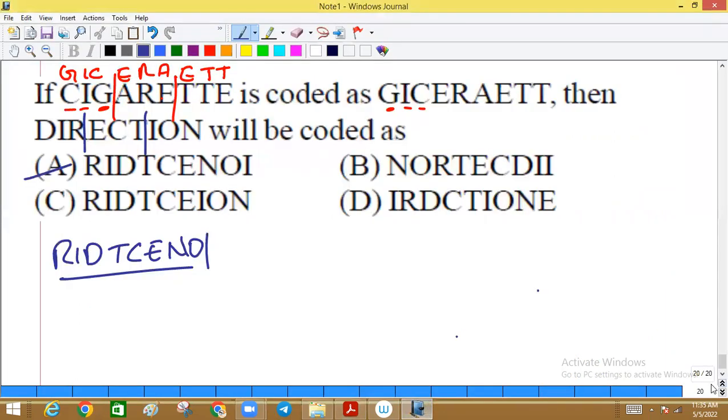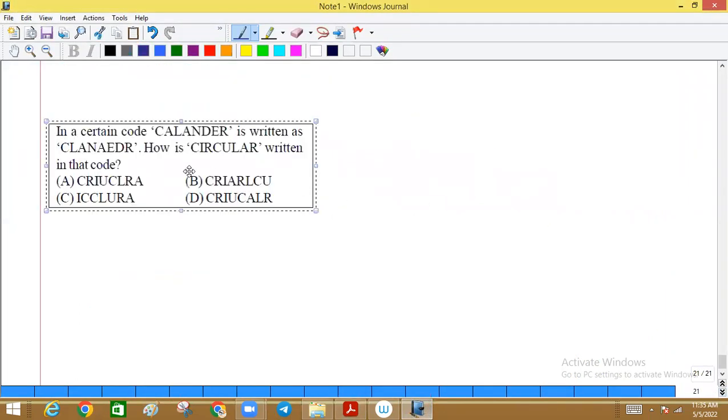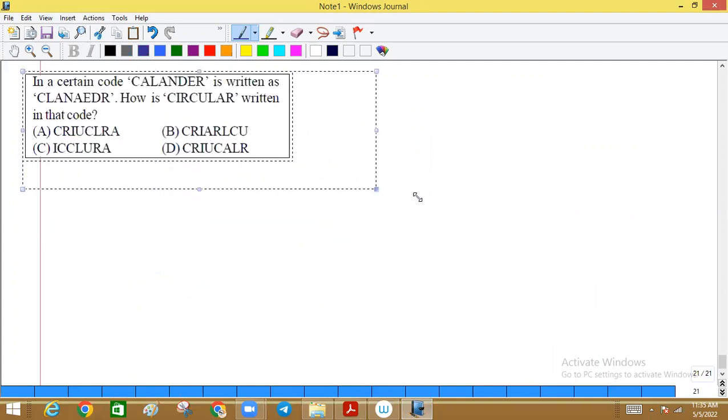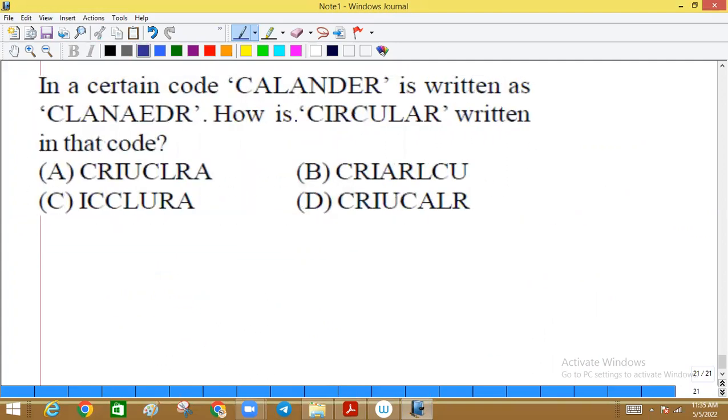We try to solve this question. Try to give the answer. The certain code calendar is written as CALENDR. How is circular written?